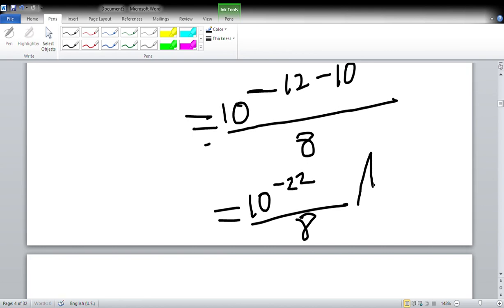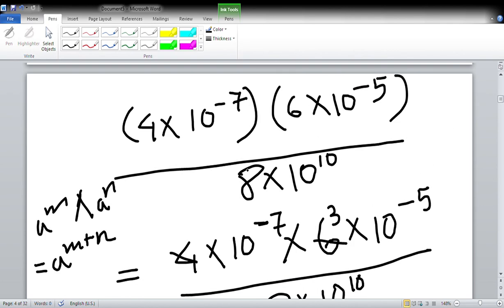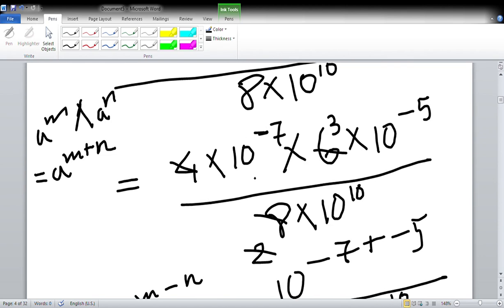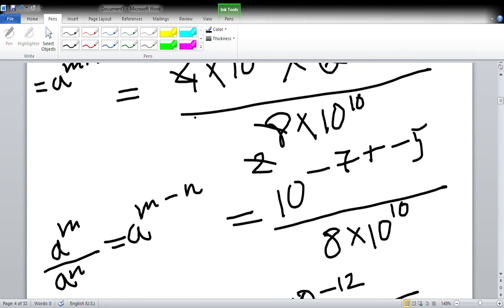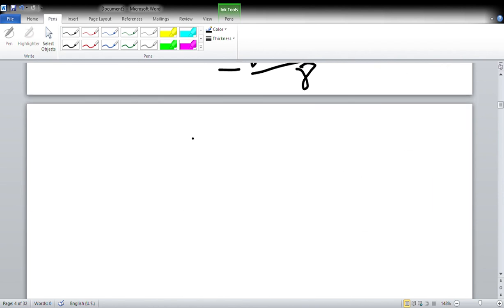So this is the answer, right? This is the answer. So I hope you can understand the problem. And again, I would request you to please write down this problem. It will be easier for you to understand, right? But don't feel this is tough. It is very easy, but try to solve it.